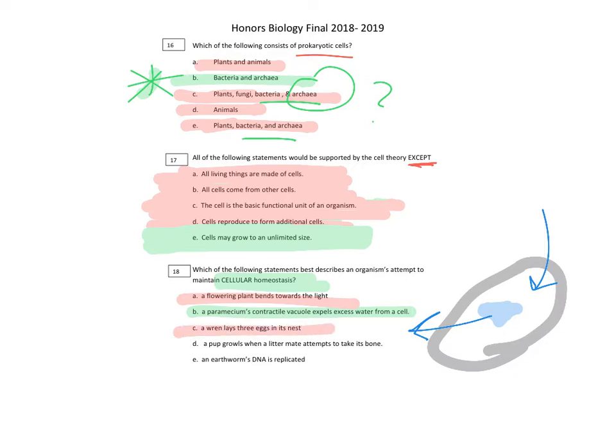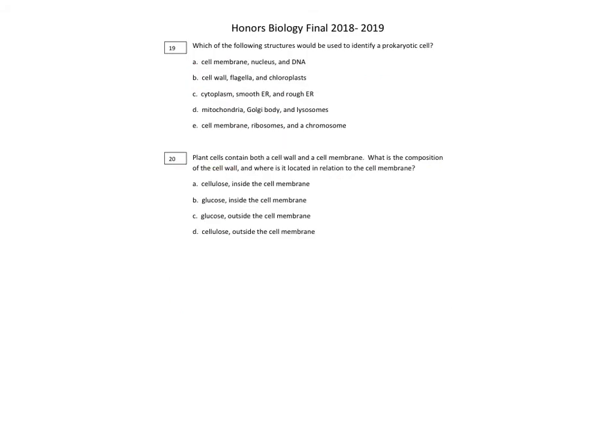A pup growls when a litter mate attempts to take its bone. Again, not cellular. An earthworm's DNA is replicated. Again, what does that have to do with the idea of homeostasis, of keeping something within a range, that Goldilocks idea where you have a temperature that's not too high or not too low, or a concentration that's not too high or not too low? So go back and try to figure out what the purpose of that question was about, and why those are wrong and why they were right.